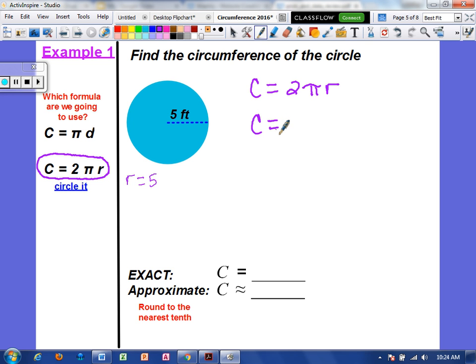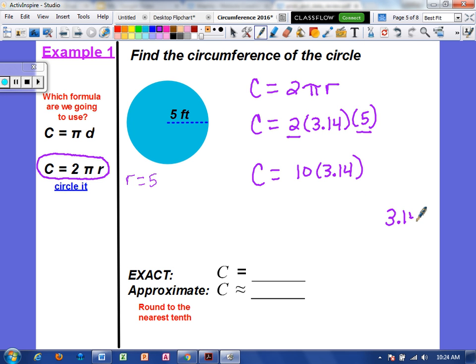Now I'm going to rewrite it, and then I'm just going to substitute in the information. So circumference equals 2 times pi, which we are going to use 3.14, times the radius, which is 5. Now remember, I said we can just go ahead and take the number 2 and the radius and multiply them together, and then we'll have the diameter. So if we do 2 times 5, that would be 10. So we have 10 times 3.14, and I'm going to work that out over here.